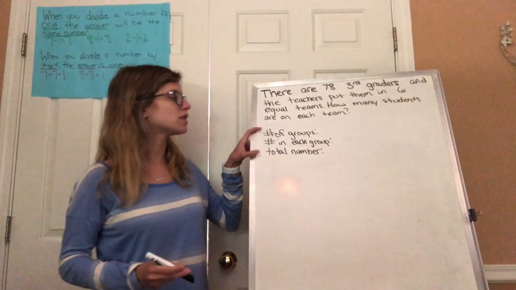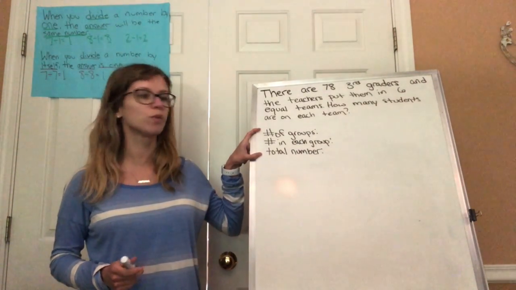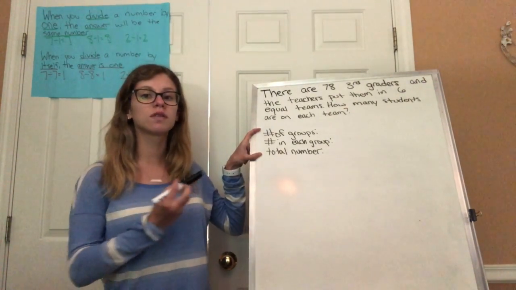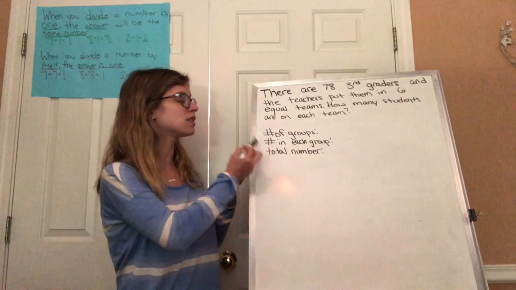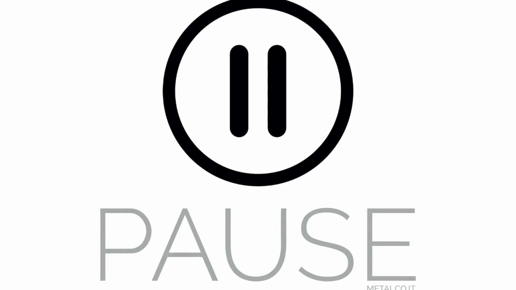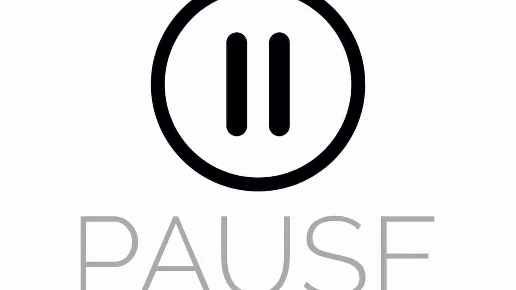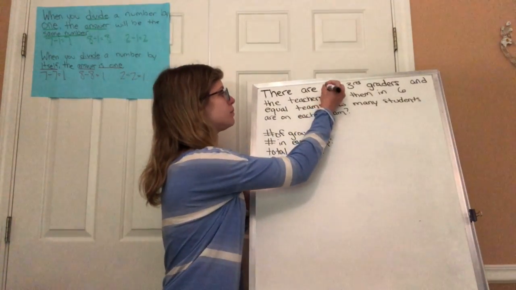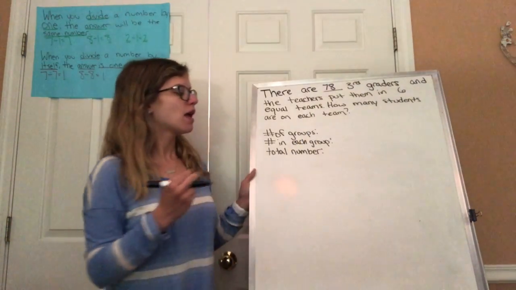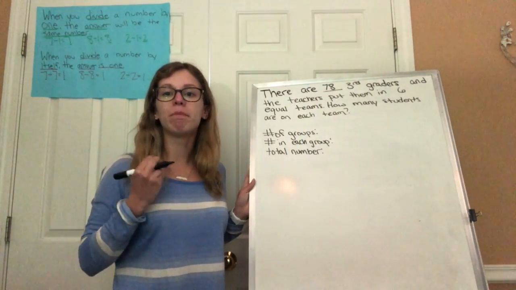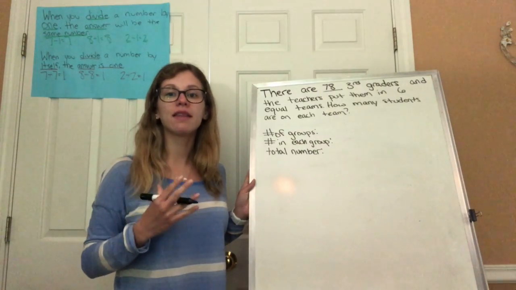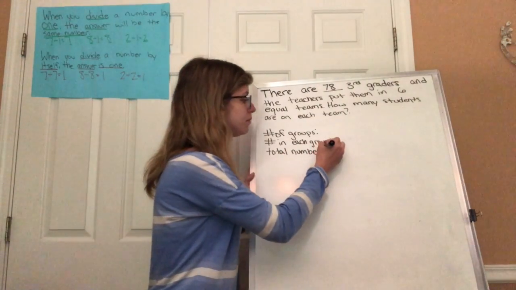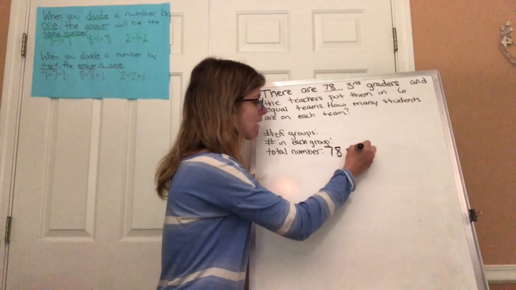So what I want you to do is take notes of these problems showing number of groups, number in each group, and the total number. So take notes and separate the information into these 3 categories. So it says that there are 78 third graders, and I know that 78 is the biggest number I'm going to get. I'm not getting anything more. They're not adding to it. They're only going to have 78 students. That's my total number.